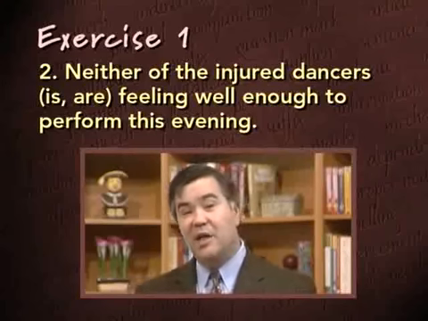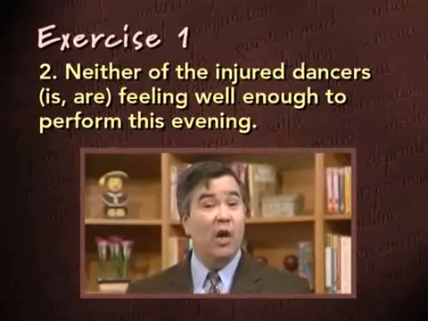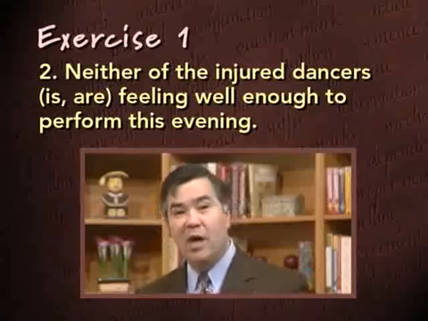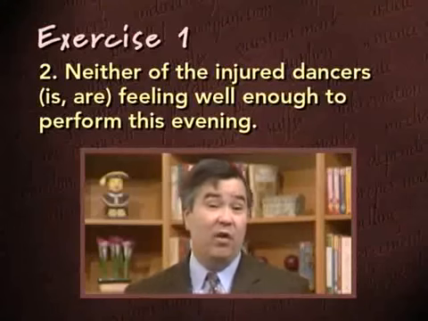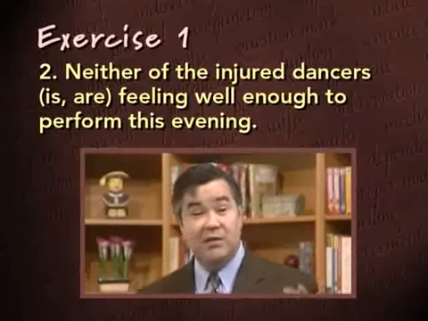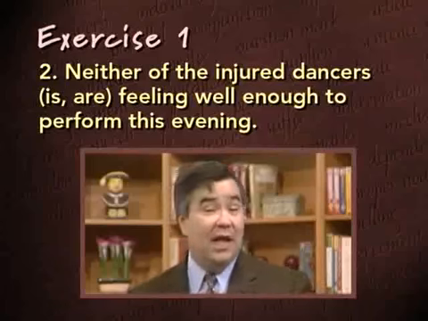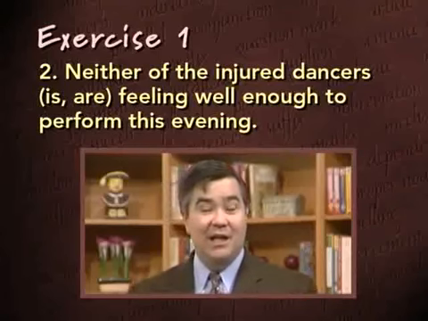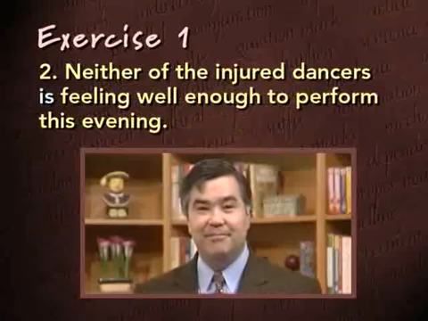And in fact, if you think about how the pronoun is being used, you can see that it refers to one person. When we say "neither of the dancers," we mean each one of them, one at a time. We're considering that each of them individually is not feeling well enough to perform this evening. Since we're talking about each of the dancers one at a time, it should be considered singular. And the pronoun "neither" is singular grammatically, and that's why the singular verb "is" would be correct in this sentence.